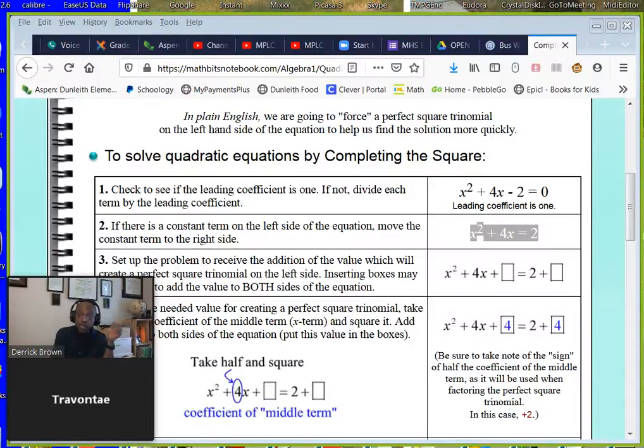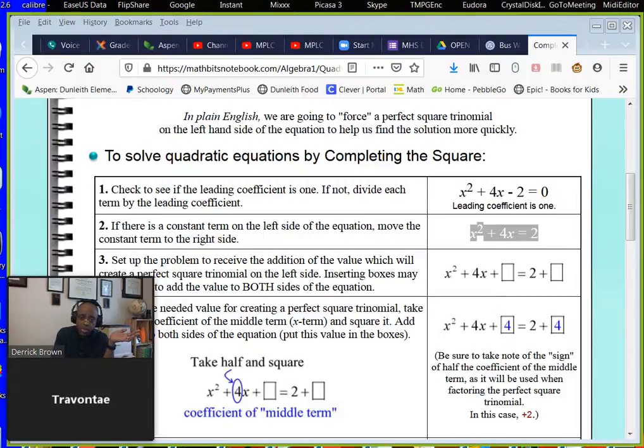First rule is you have to make sure that the x squared term has a coefficient of 1. There should be a 1 in front of the x squared. And now we both agree that writing 1x squared is the same as just writing x squared, right? So I don't have to write 1x squared. We know that x squared is 1x squared.